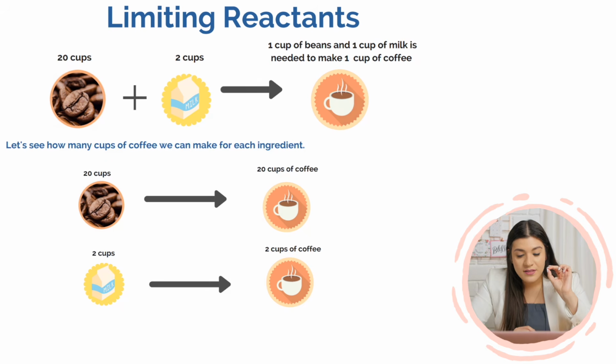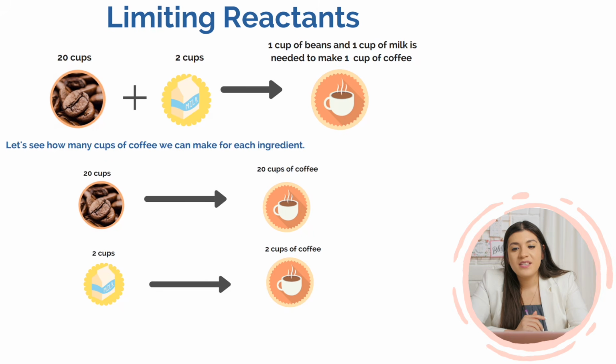So that's what I want you to write down and think about: a limiting reactant produces the least amount of product. Whatever the limiting reactant produces, that's your theoretical yield. So your theoretical yield is whatever your limiting reactant produces.